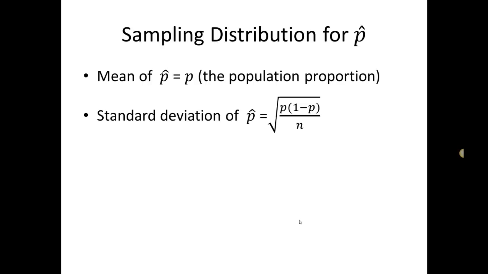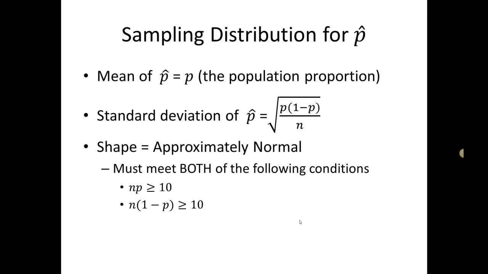The standard deviation for p hat, or that sampling distribution for p hat, is going to be equal to the square root of p times 1 minus p divided by n. And the shape of our sampling distribution for p hat is going to be approximately normal, assuming that it meets both of the following criteria. We have to have n times p greater than or equal to 10, and n times 1 minus p also has to be greater than or equal to 10.